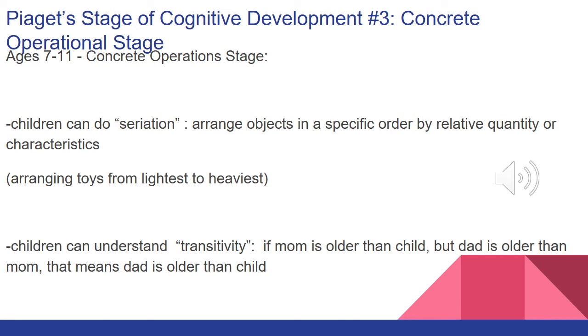Another thing that's important to notice is that children can understand transitivity. So they can understand that through relationships and comparisons they can make a conclusion. An example of this would be, they know their mom is older than themselves, but they also know that the dad is older than the mom. So even though they don't know the dad's direct age, they can draw the conclusion that if the mother is older than the child and the dad is older than the mother, then the dad must be the oldest.